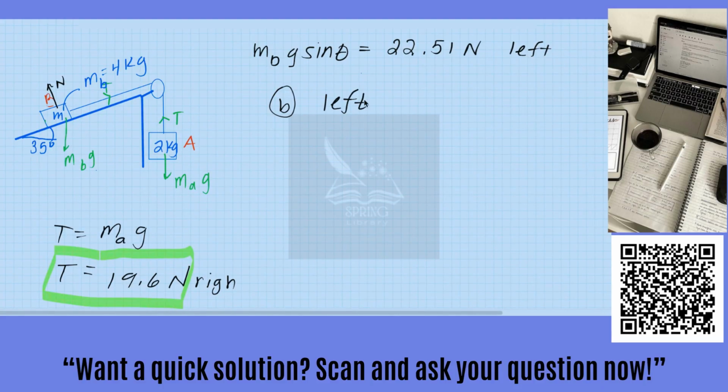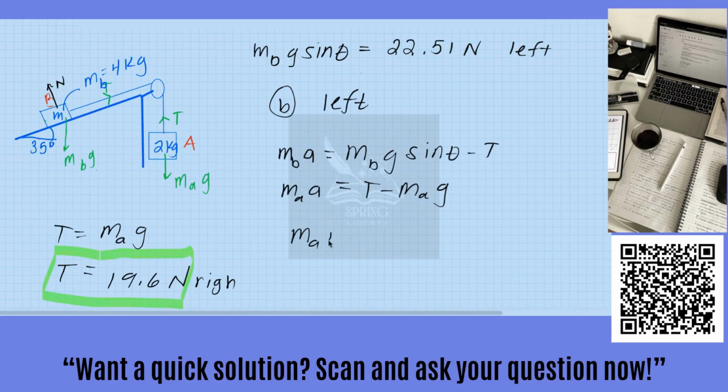Part C, what is the tension in the string once the box begins to move? So once the box begins to move, you have M_B times acceleration is M_B g sine of theta minus T. So the sum of all the forces is equal to the mass times the acceleration. M_A times the acceleration is equal to T minus M_A g. So we can solve both of these by plugging in for the tension.